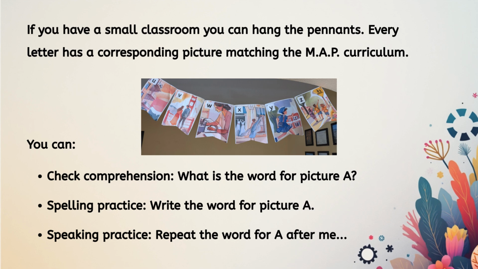The pennants are available in the book, and if you have a small classroom, that may be the way to go. You can check comprehension by simply asking, what is the word for picture A? You can have them get out a paper and write what word is for A, or you can have them practice by repeating and speaking.